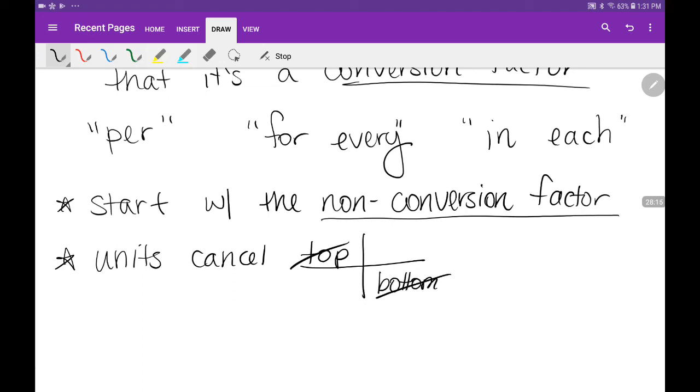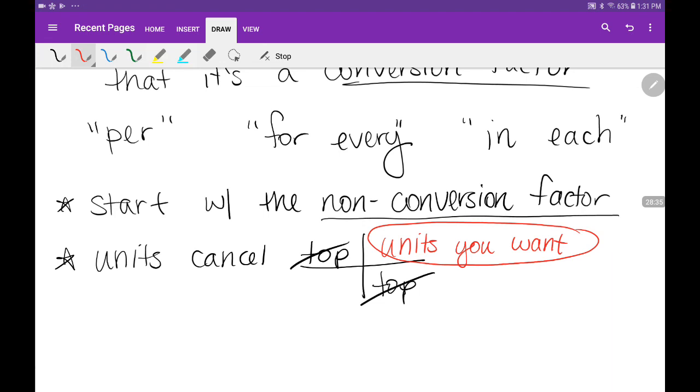Like that. Maybe that's a bad example, because they have to be exactly the same to cancel, right? So your units are canceling like that, and the units that you want end up on top. They have to end up on the top of this ladder. If they end up on the bottom of the ladder, then go back and flip the entire ladder. You would have to end up writing it like this. So you could just literally flip it, or start the problem over, should you need to.